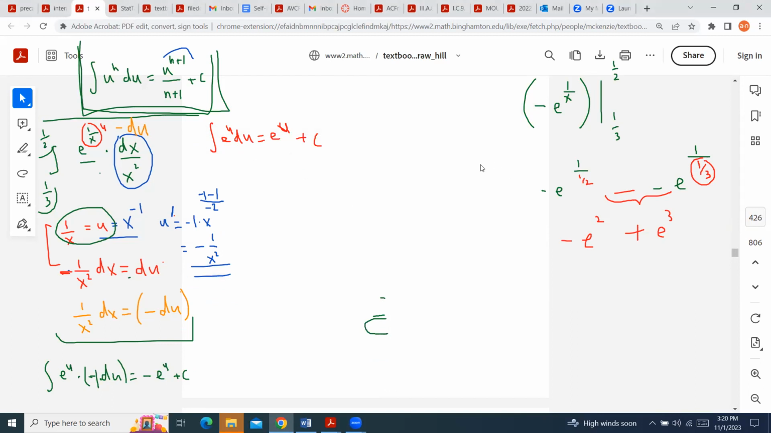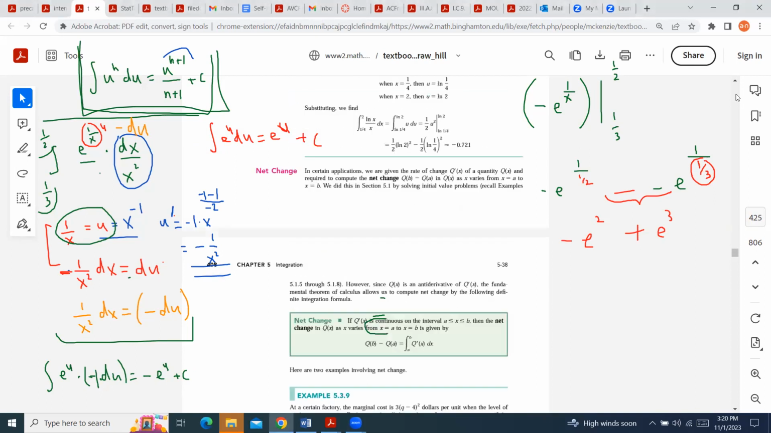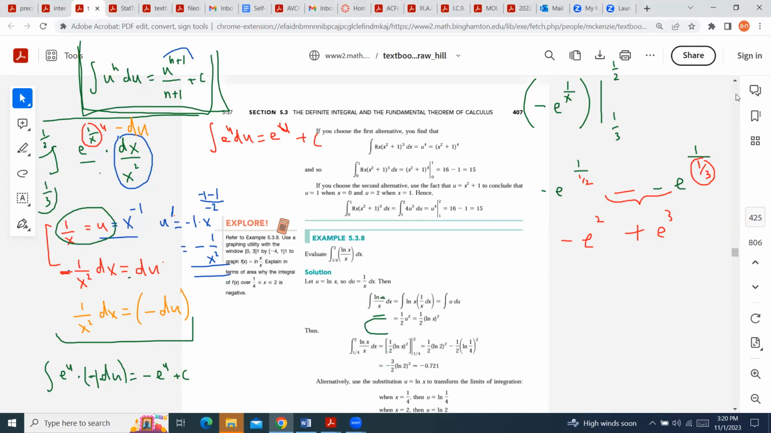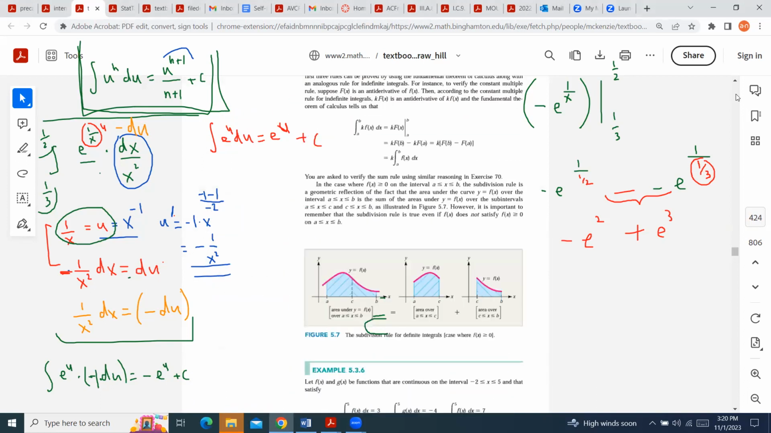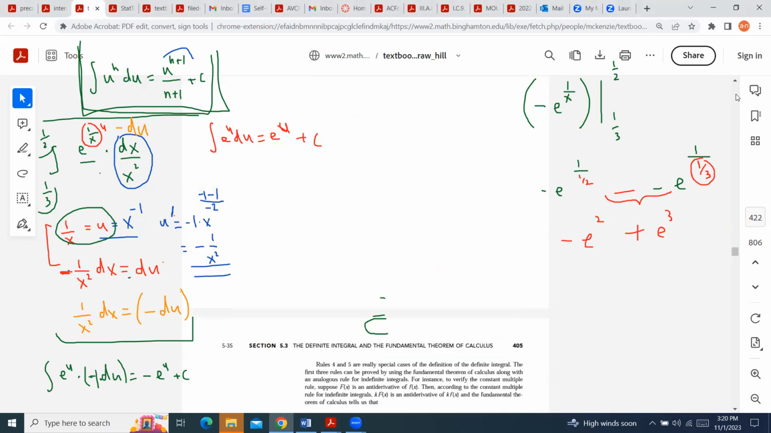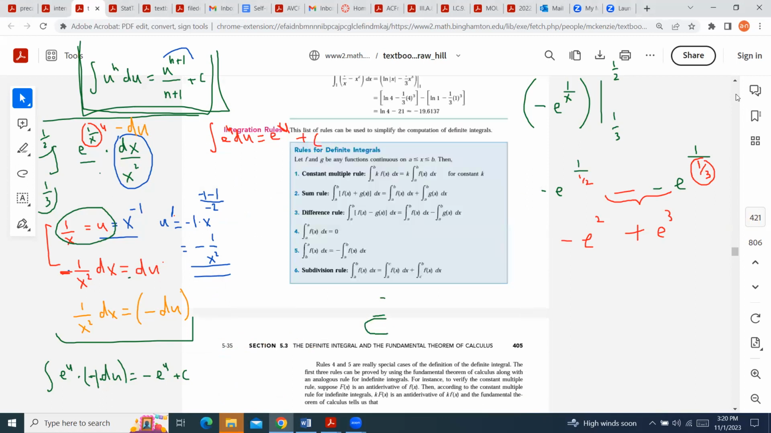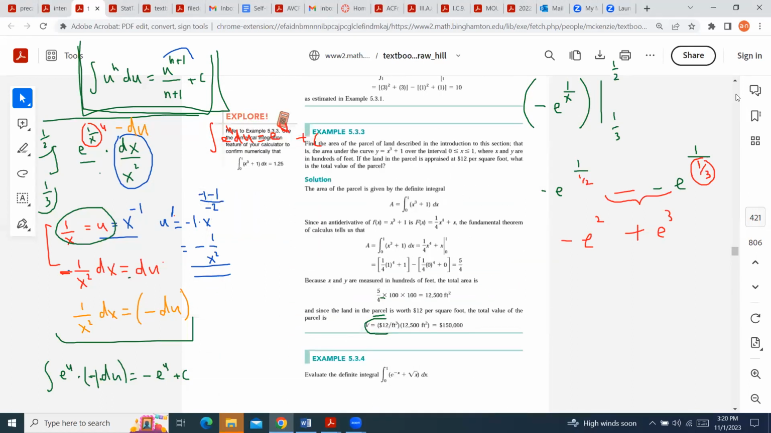So as promised, I'm not going to get any farther than that, but here's the actual formula that I was using. It is called the fundamental theorem of calculus, and that's what we're after in here.